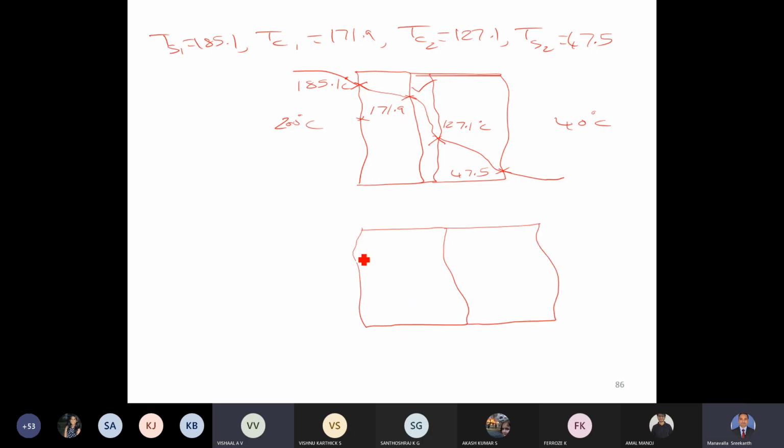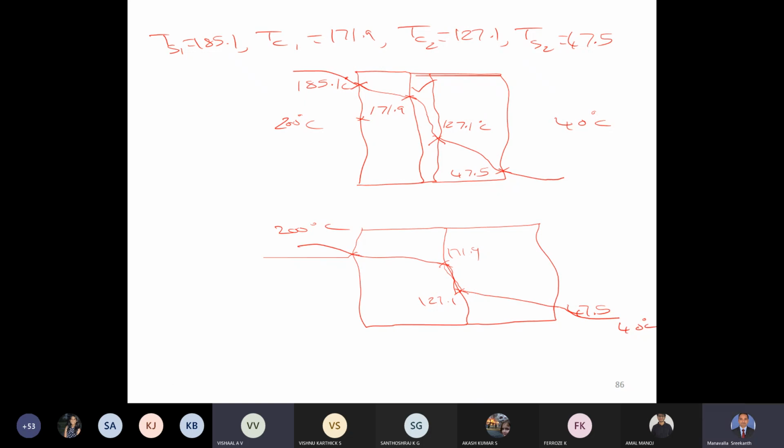So there is this 185 degrees Celsius and 171.9, then 127.1. So this is the drop that is taking place across the contact. And finally, 47.5 is on the surface, and then the convective environment will take some temperature, something like this. So this is 200 degrees Celsius, and this is 40 degrees Celsius.